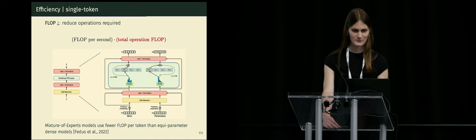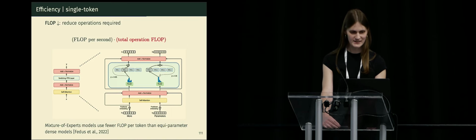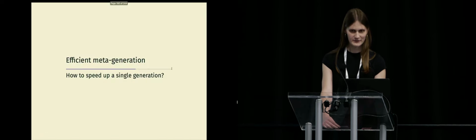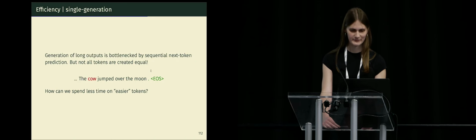Finally, we can reduce the absolute number of operations that are required in general. One example of this is mixture of experts models, in which instead of having one single large feed-forward layer, we split the feed-forward layer into a number of different chunks called experts, where each token will only activate one or a couple of these experts, using many fewer flops than it would if it passed through every single expert.